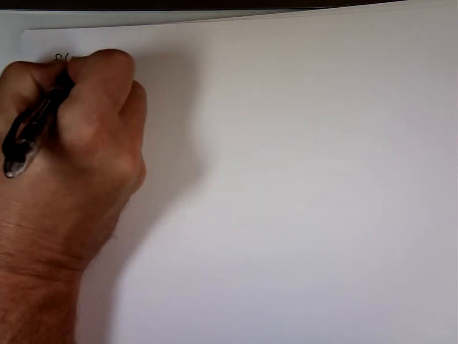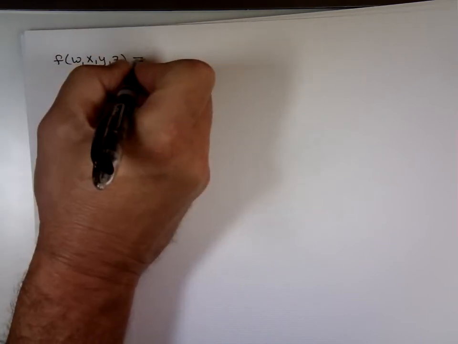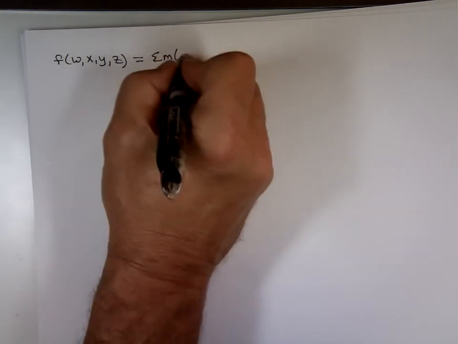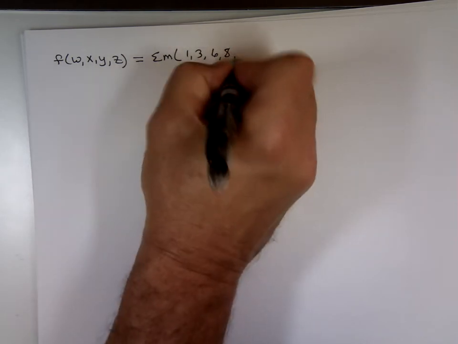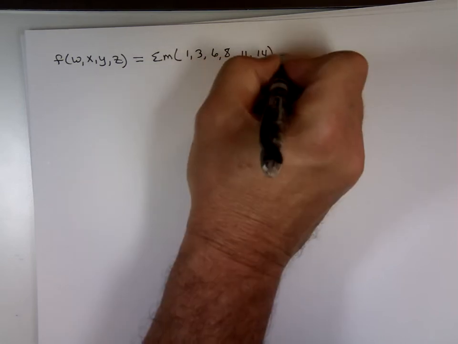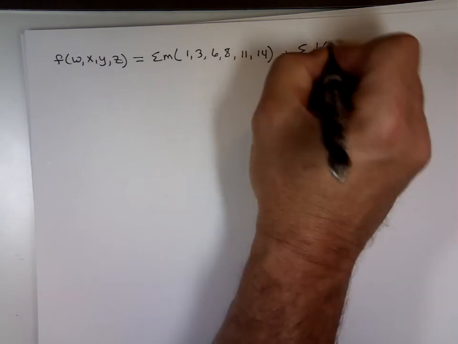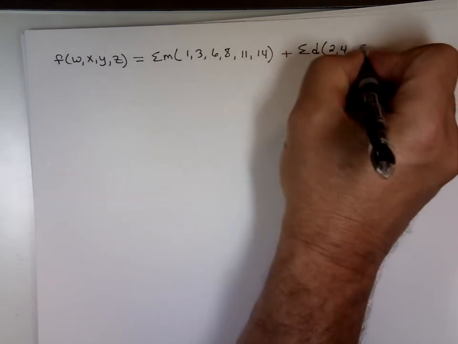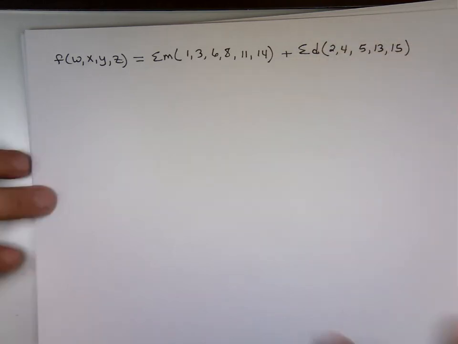Here's the next one. F of W, X, Y, and Z. It's the summation of 1, 3, 6, 8, 11, 14. The don't care here at locations 2, 4, 5, 13, and 15. Let's see if the don't care help me here.